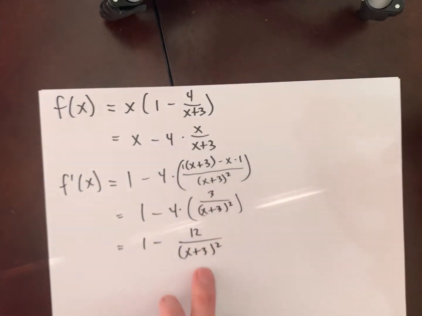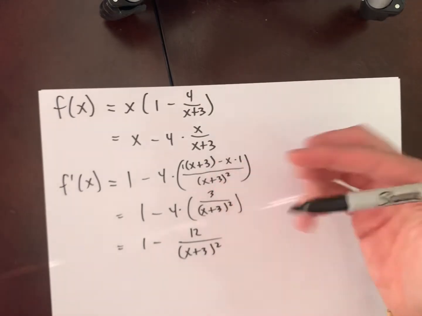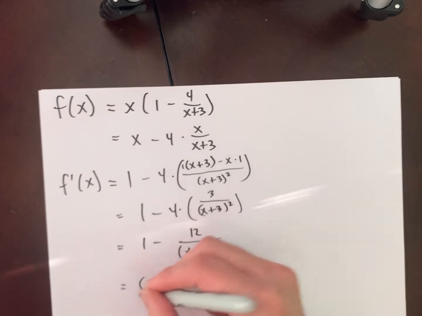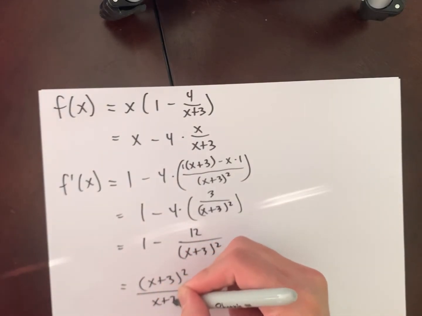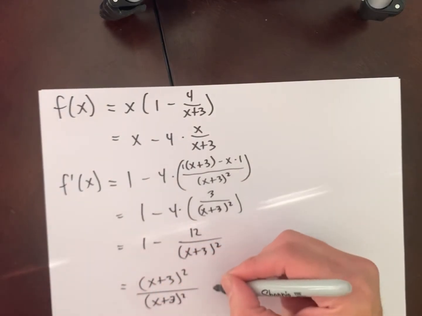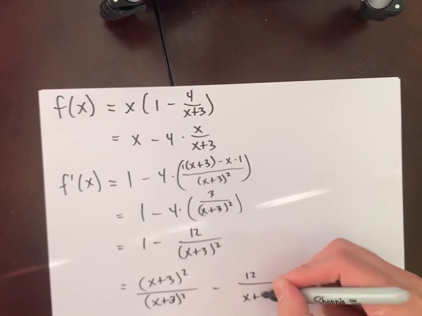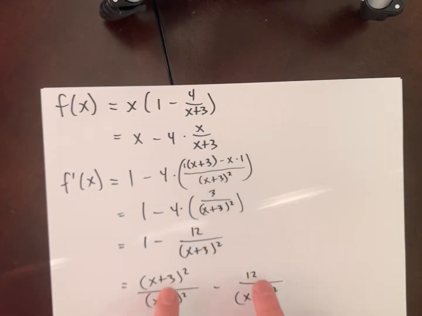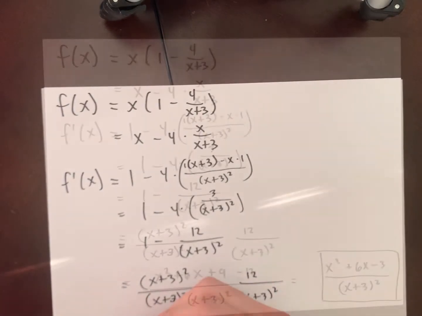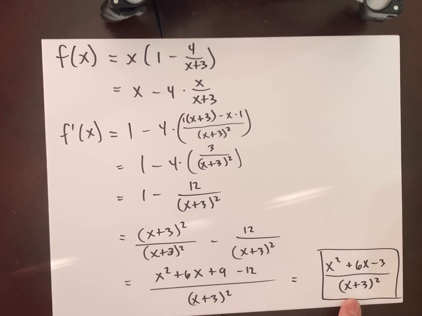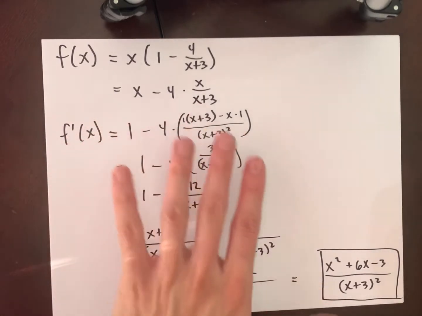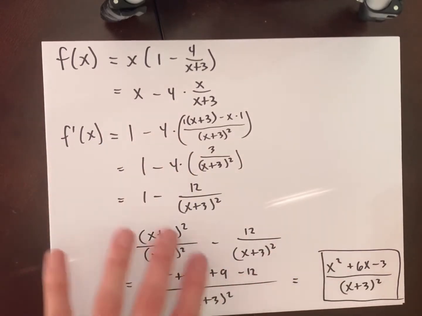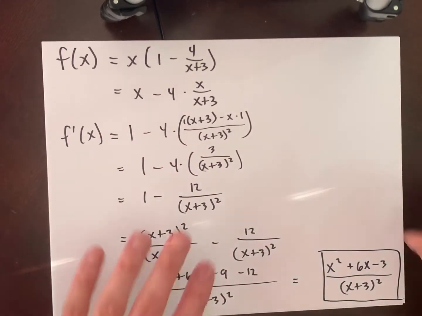Technically, this is the answer. Well, technically, this was the answer. It's just a matter of simplification. So what I'm going to do is rewrite the 1 as x plus 3 squared over x plus 3 squared. I've essentially gotten a common denominator. Now these are the same, so I can subtract these. Okay, so that was f prime of x. It was a matter of cleaning up this mess, right? We got the derivative right away, but then we have to do all this algebra to get this here.